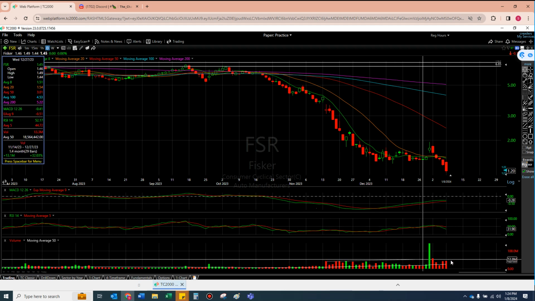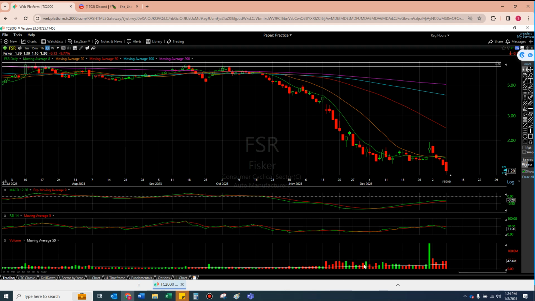Volume, you can even see it is picking up. That white line's going up. It's because way more people are selling. The selling isn't over yet. It looks like the selling is just beginning, all right? Fisker, way more to not like.